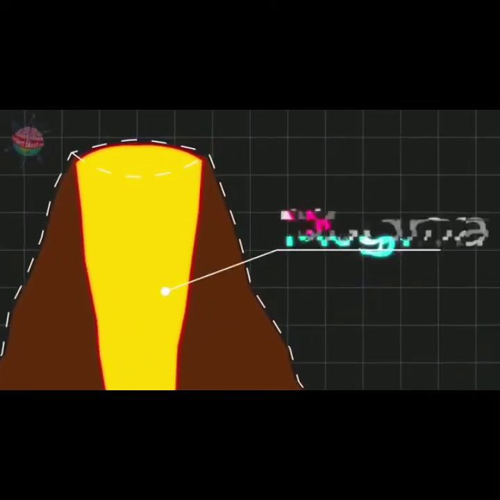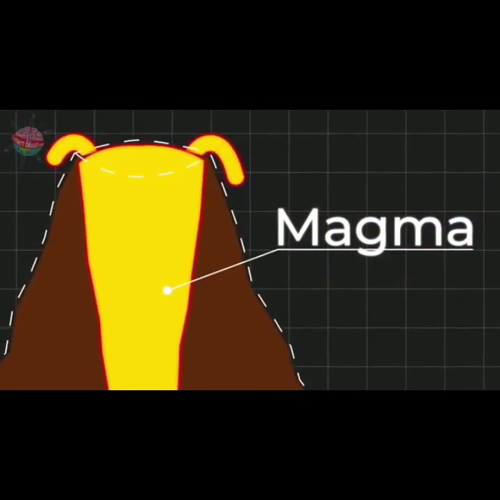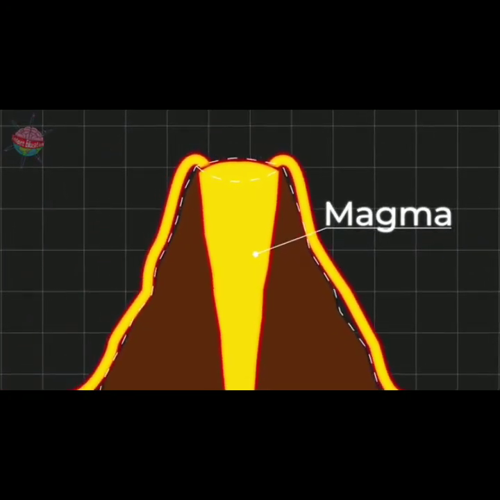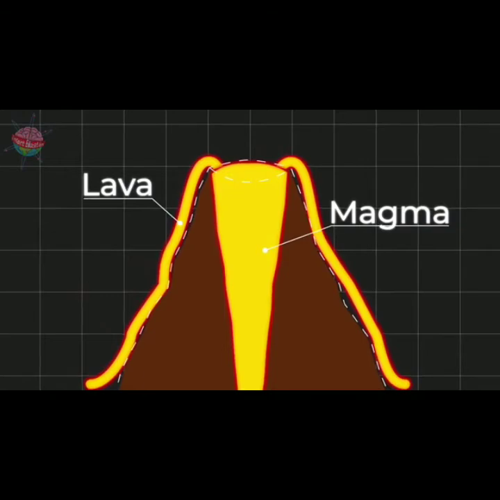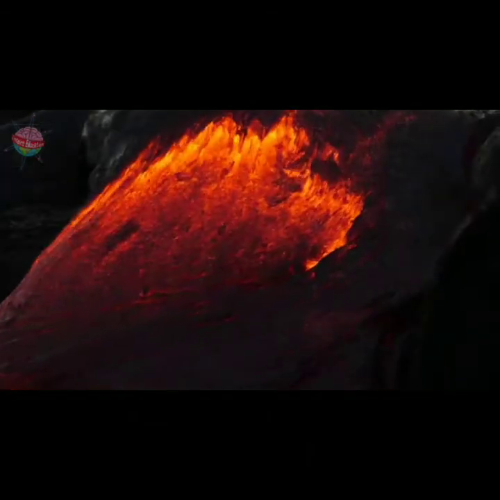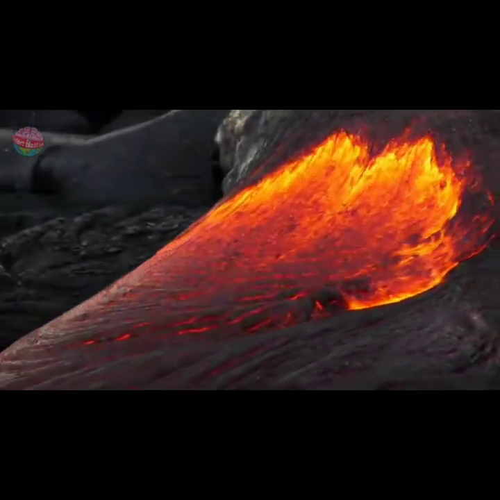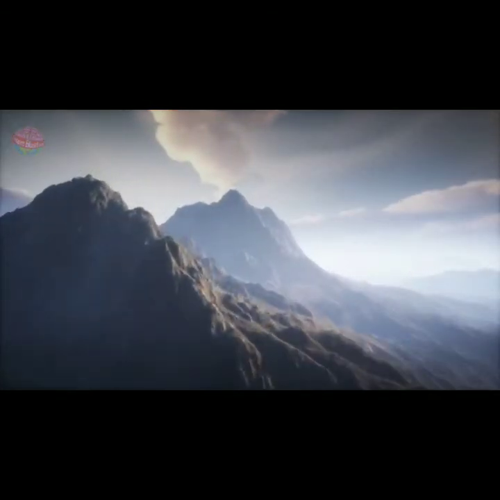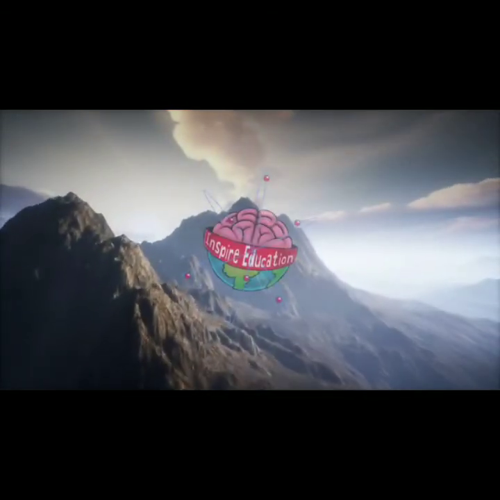When it's above the surface of the Earth, the magma is called lava. When the lava cools down, it hardens to create an extra layer on the Earth's crust over time. There are more volcanic eruptions, and each time the lava cools, it builds up the Earth's crust to eventually form a mountain called a volcano.